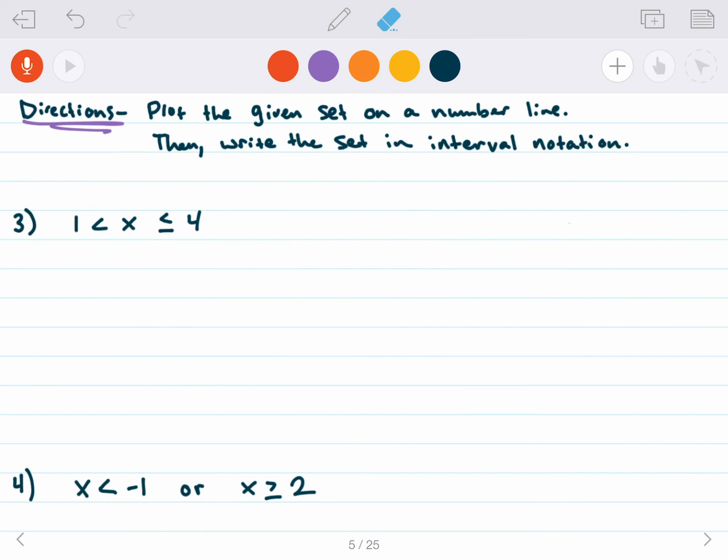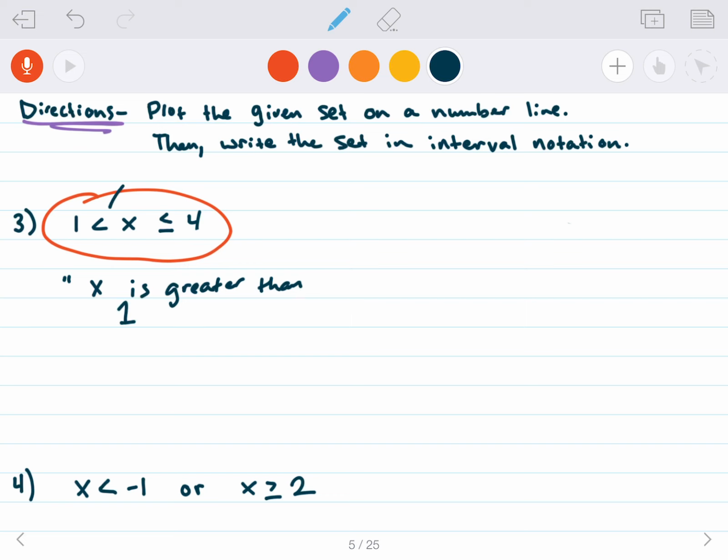All right, let's look at this next example. So we have x sandwiched between 1 and 4. If we were to read this out loud, we would start with x, and we would say x is greater than 1, because the sign is opening towards x.